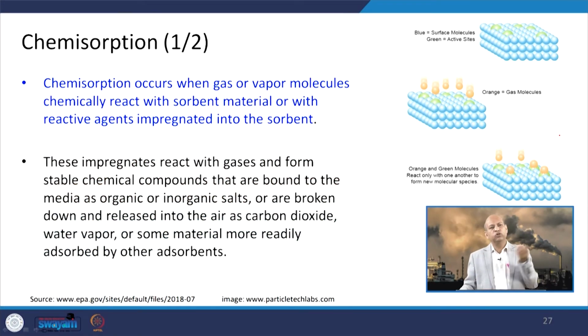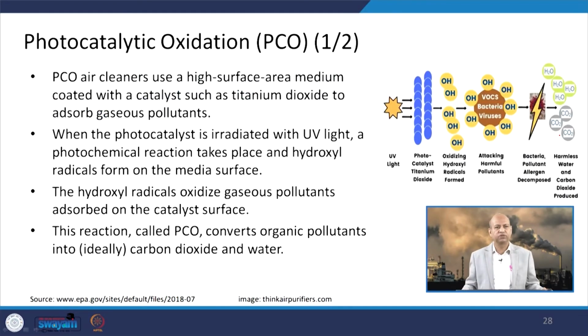Then there is chemisorption, where gas or vapor molecules chemically react with the sorbent material or with the reactive agents impregnated into the sorbent. So, a chemical bond is formed, that is why we call it chemisorption. Then there is photocatalytic oxidation. As I gave that example, in vehicular exhaust three-way catalytic converters are used. Similarly in PCO, photocatalytic oxidation in indoor environments, they use a high surface area medium coated with a catalyst such as titanium dioxide to adsorb gaseous pollutants.